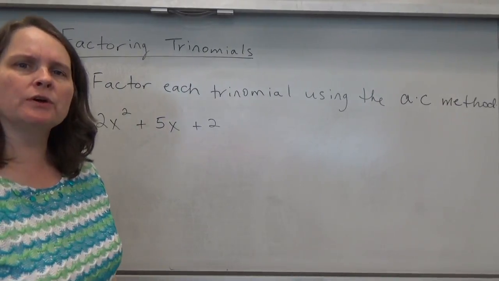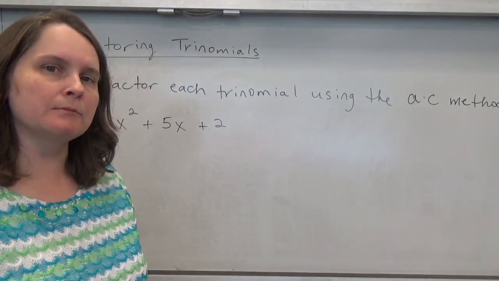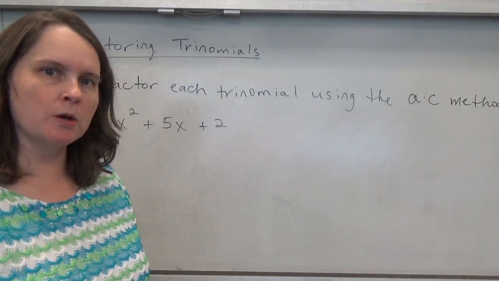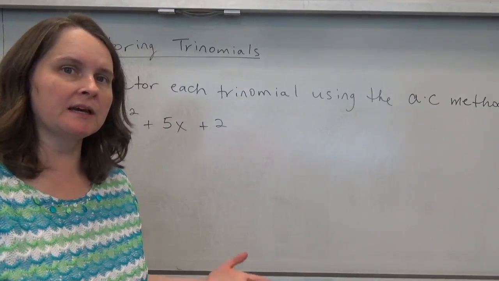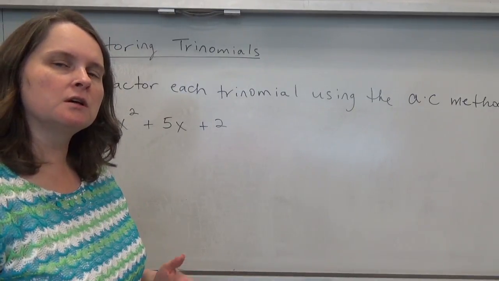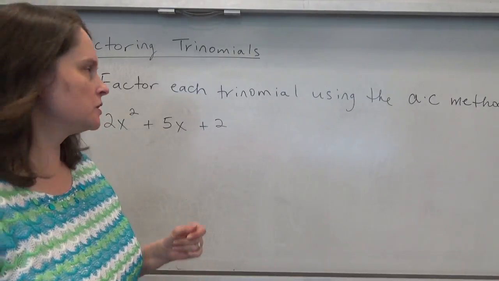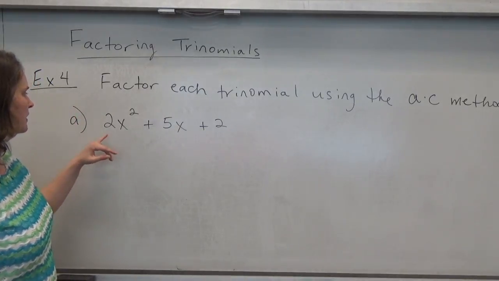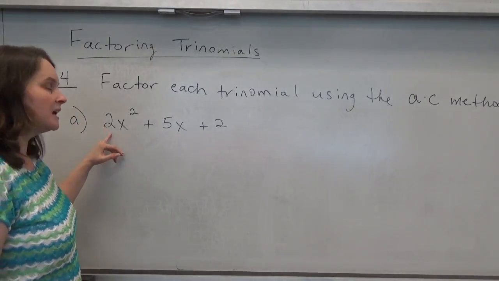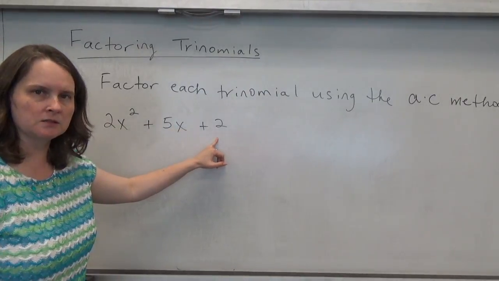Okay, so in your notes, you're probably noticing that there's a bit of a discussion about how to use the A times C method for factoring a trinomial. That's basically the same thing that we've just been doing, except now we have a coefficient. The A is the coefficient on the x squared term, or the leading coefficient. So right here in my first example, or in example 4, part A would be 2, B would be 5, C would be this 2.